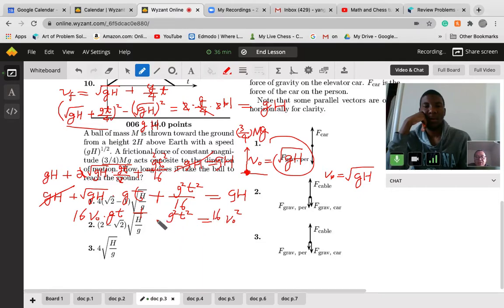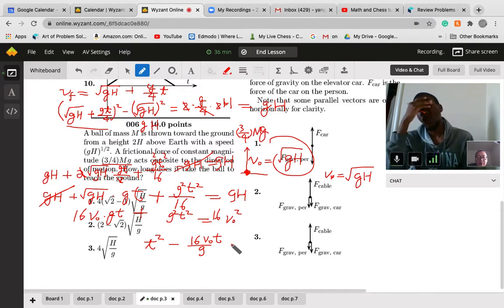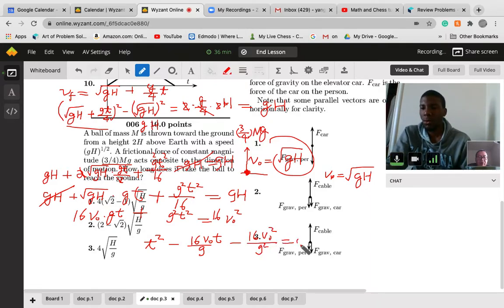Then we also divide both sides by g squared, to make the coefficient of the quadratic term 1. So then we get t squared minus 16 v0 times t over g, then minus 16 v0 squared over g squared, and this equals 0.